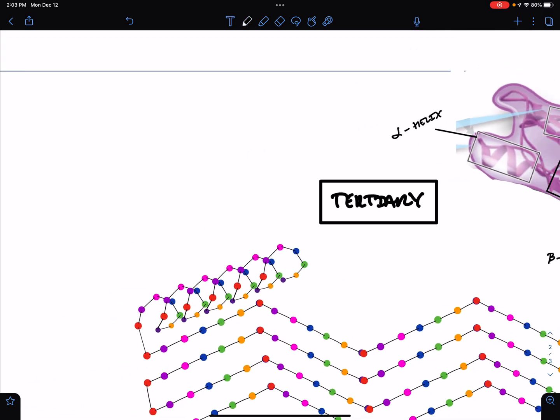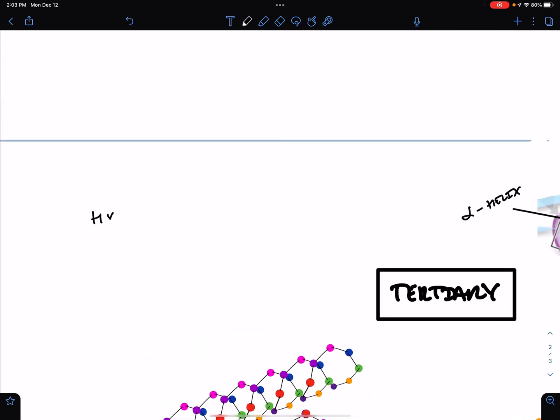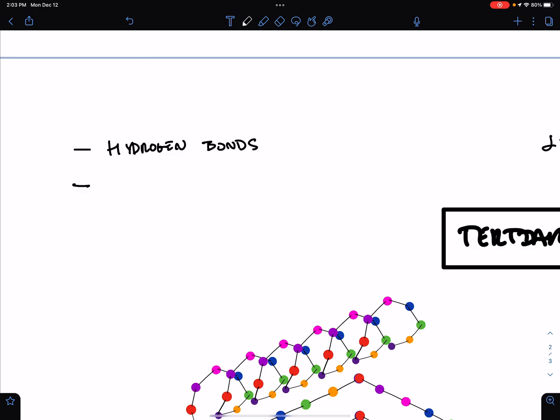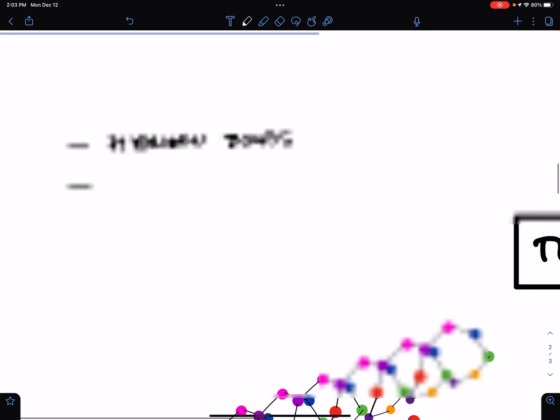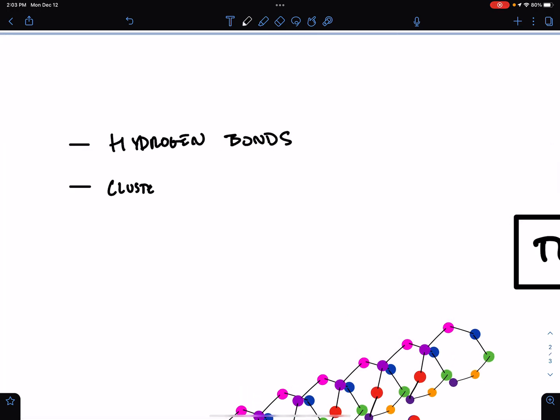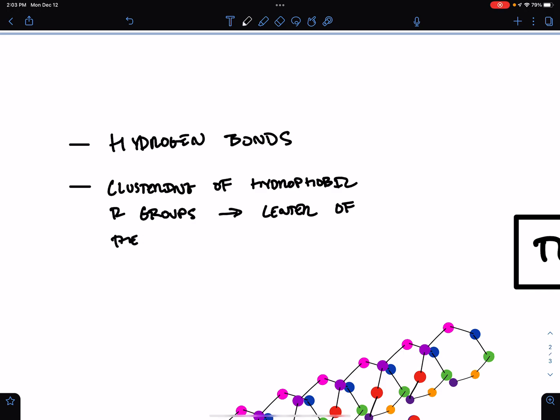So the bonds that hold together tertiary structures are hydrogen bonds. So they contain alpha helices and beta-pleated sheets. So those, as you know, are held together by hydrogen bonds. And so tertiary structure is in part going to be held by hydrogen bonds, but it's also going to be held together by clustering of hydrophobic R groups, often in the center of the protein.